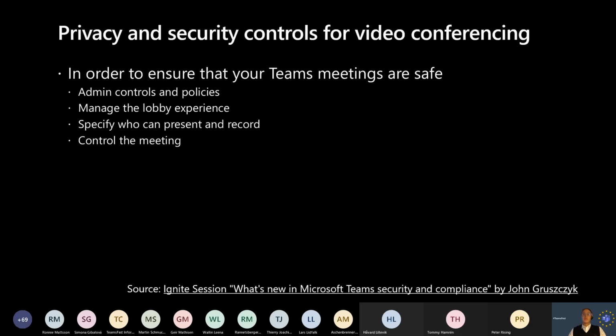Security is a broad concept, but when it comes to meetings in Microsoft Teams, we know we have the following tools to work with in order to ensure that our Teams meetings are safe. You can use admin controls and policies to foster safe meetings. You can manage the lobby experience for participants by deciding who can bypass the lobby using granular roles. You can also use hard mute. You can specify who can present and record with meeting roles. And you can control the meeting to ensure that interruptions or disruptive attendees do not disturb the meeting.